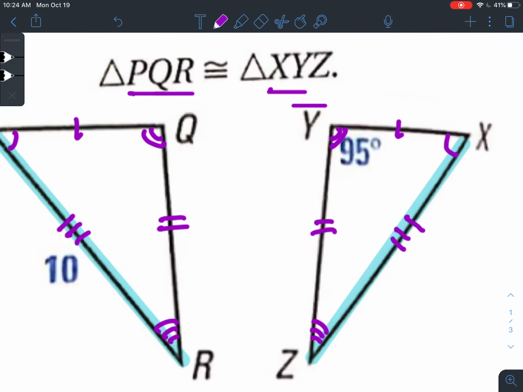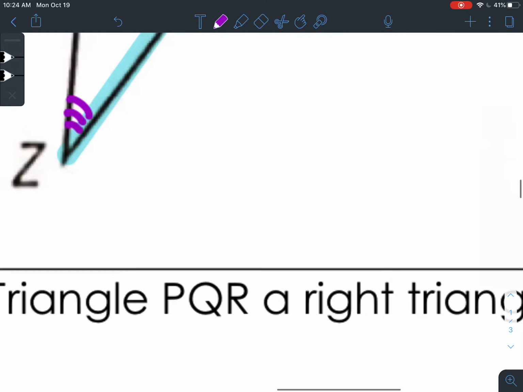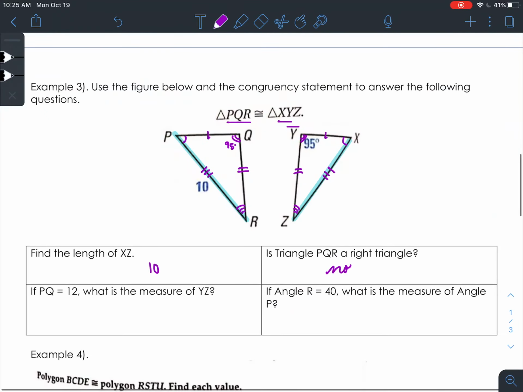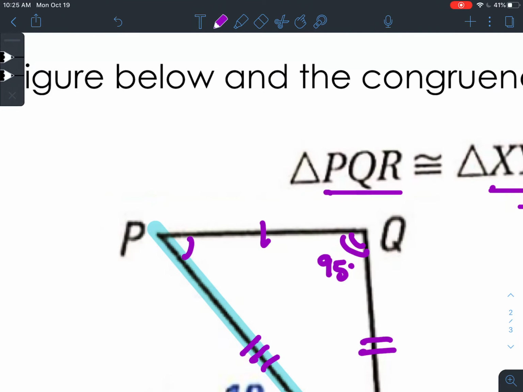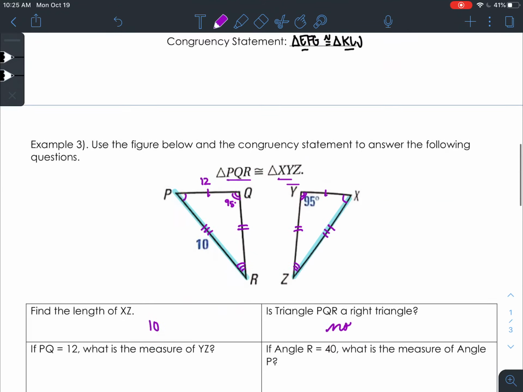Next one it says, is triangle PQR a right triangle? We can answer that question because if you look at Q and Y, they're congruent. And if Y is 95 degrees, that means Q also has to be 95 degrees. So would that make PQR a right triangle? The answer to that is no, because we don't have enough room for it to have another 90-degree angle in there.